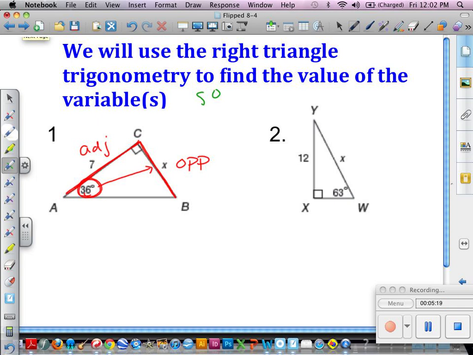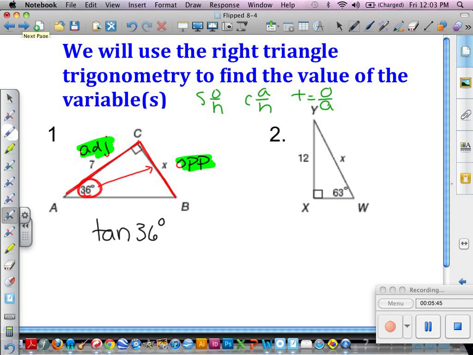SOH-CAH-TOA. Do you see that I have adjacent and opposite? So I need to use the one that has the O and the A, which would be tangent. Tangent. Theta is your angle, and my angle is 36 degrees. I need O over A, so x over 7.